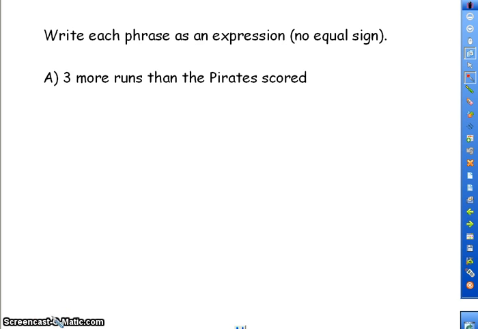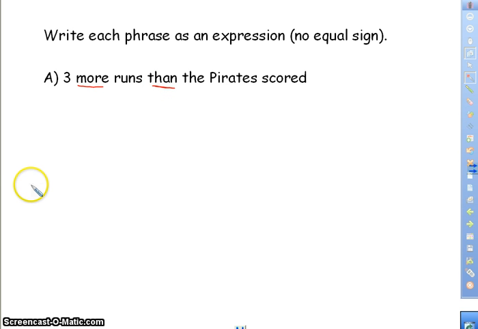Okay, so we're going to write each phrase as an expression. Remember, expressions have no equal signs in them. So the first thing I want you to look for is your operation. So I have 3 more runs than the Pirates scored. So I have the words here more than.